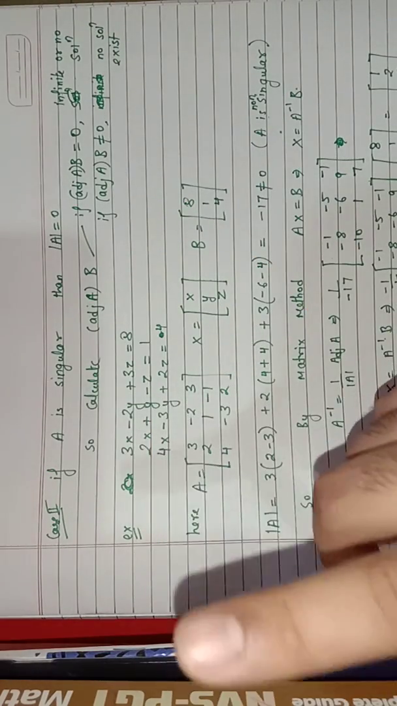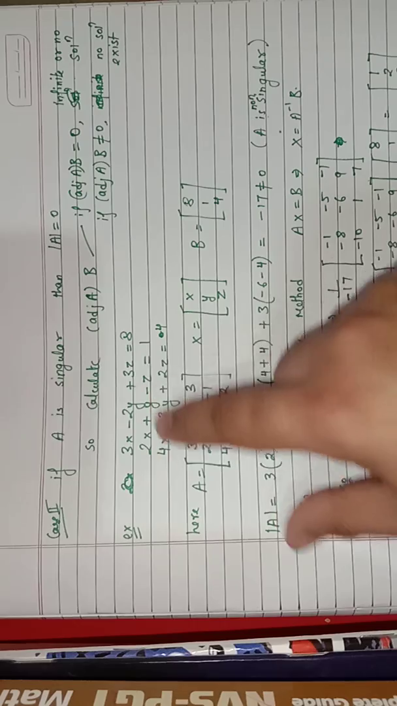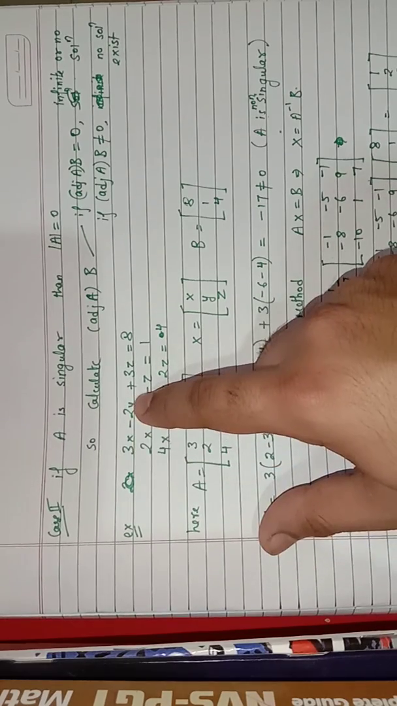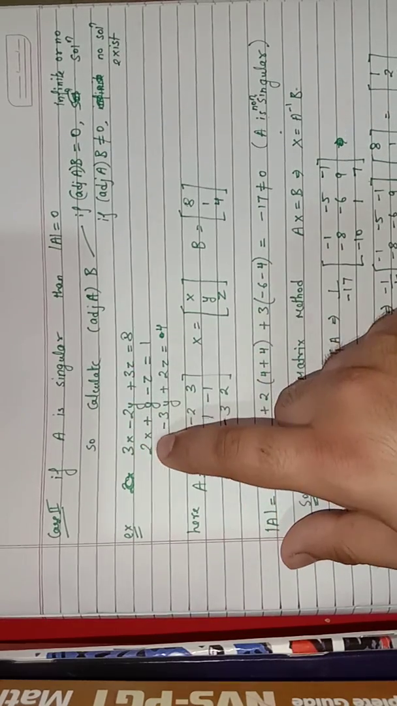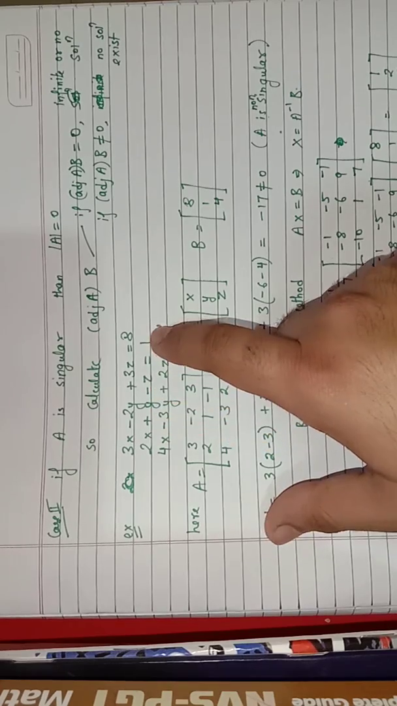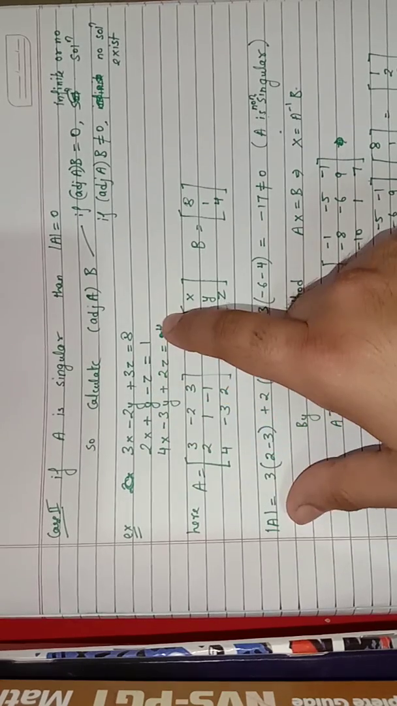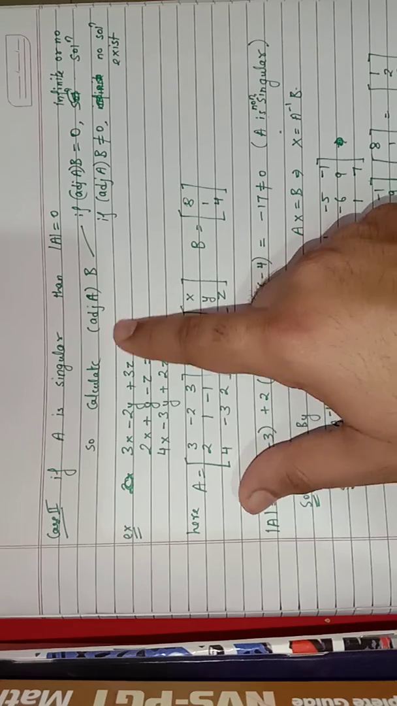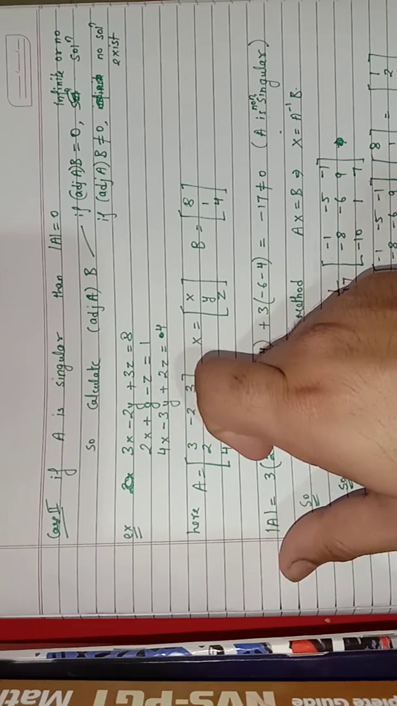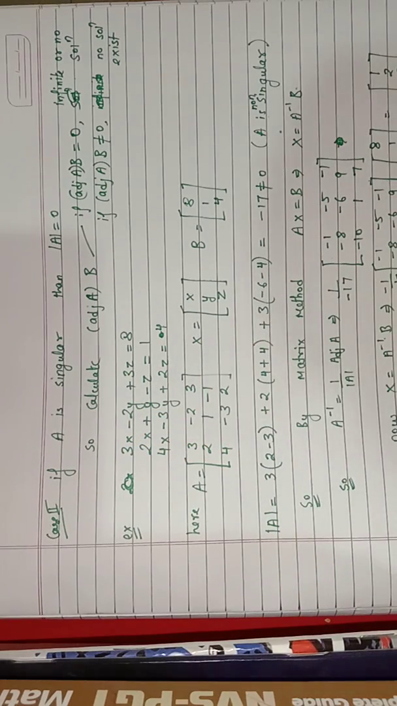Now I am taking an example of the first case. These three equations are given to me: 3x minus 2y plus 3z equals 8, 2x plus y minus z equals 1, and 4x minus 3y plus 2z equals 4. It is just written, solve for x, y, z. So I have to calculate the values of x, y, z.